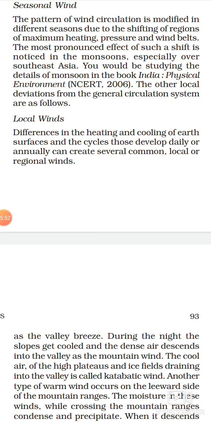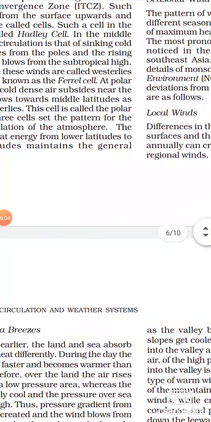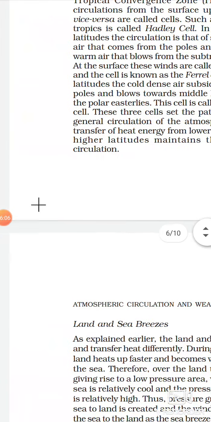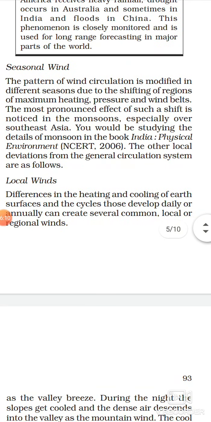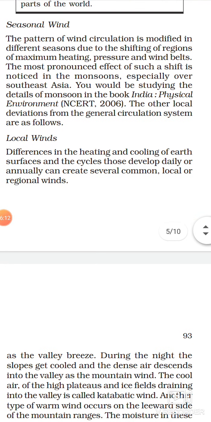Okay, then we have the local winds. Differences in the heating and cooling of the earth's surface, and the cycles that develop daily or annually, can create several common local or regional winds. One local wind we had just explained to you yesterday is the Loo. That's also a local wind, which is most common in North India and in most parts of India also.